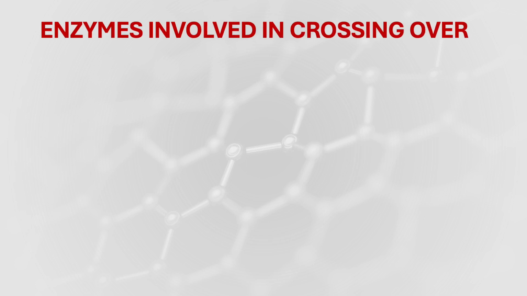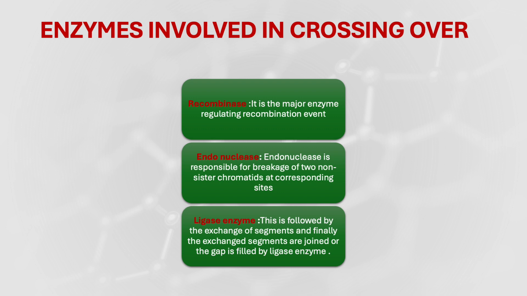So, now let us see what are the enzymes that are involved in crossing over. The enzymes involved in crossing over are the recombinase, which is the major enzyme regulating the recombination event, the endonuclease, which is the enzyme responsible for breakage of two non-sister chromatids at corresponding sites, and a ligase enzyme, which helps in the exchange of segments, and finally the exchanged segments are joined or the gap is filled by the ligase enzyme.